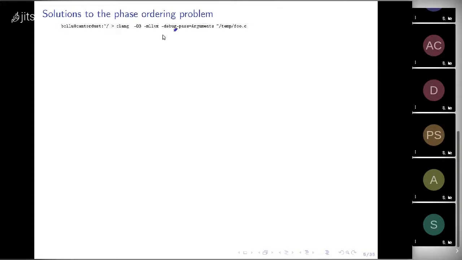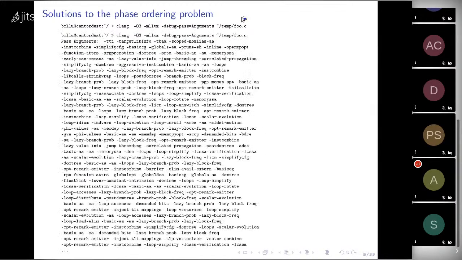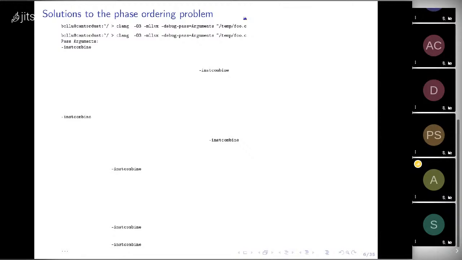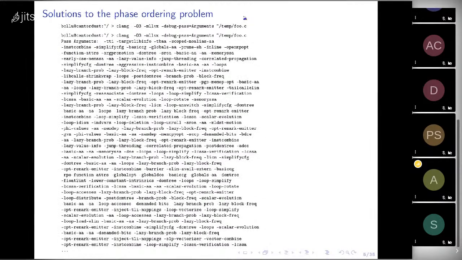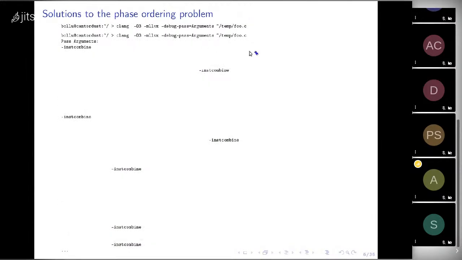So for example, we can ask Clang, hey Clang, what passes do you run when I ask you to optimize the program at O3 on some arbitrary C file? And it spits out this huge list of passes at you, which is not very enlightening. So let's focus on some of the passes that it runs. Blanking out everything else, we can see that it runs this pass called inst combine a bunch of times. Inst combine is the canonicalizer or the simplifier.